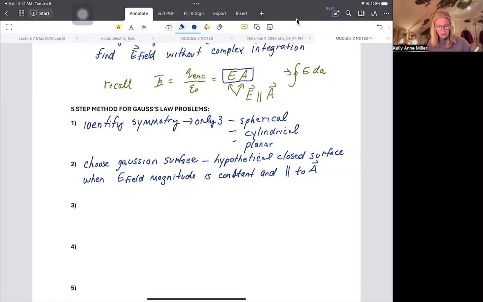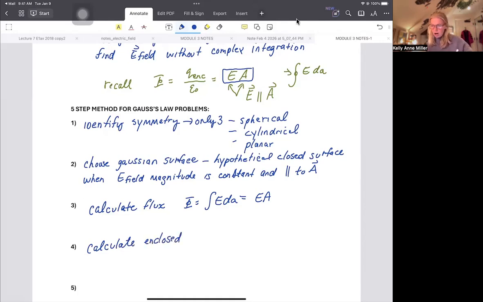Step 3 is to calculate the flux through that Gaussian surface. So you know that it's E dot dA, but that equals E times A, assuming we've chosen our surface correctly. And then step 4 is to calculate the enclosed charge.